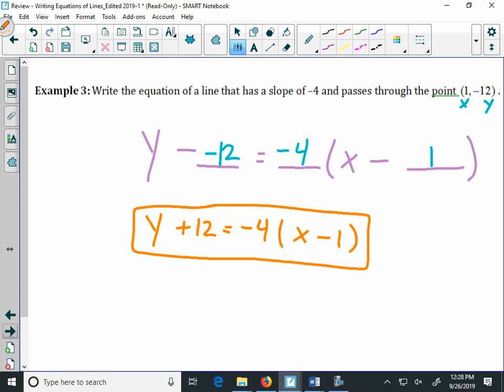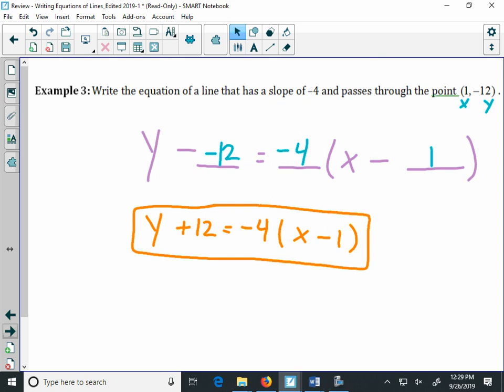Another shortcut is change the signs to the opposite. This is a positive 1. It became a negative 1. That's a negative 12. It became a positive 12. So if you want to have a quicker step, the shortcut is change the values to the opposite. If it's positive, it turns negative. If it's negative, it turns positive when you plug it in. The slope stays exactly how it is. You don't change the slope.